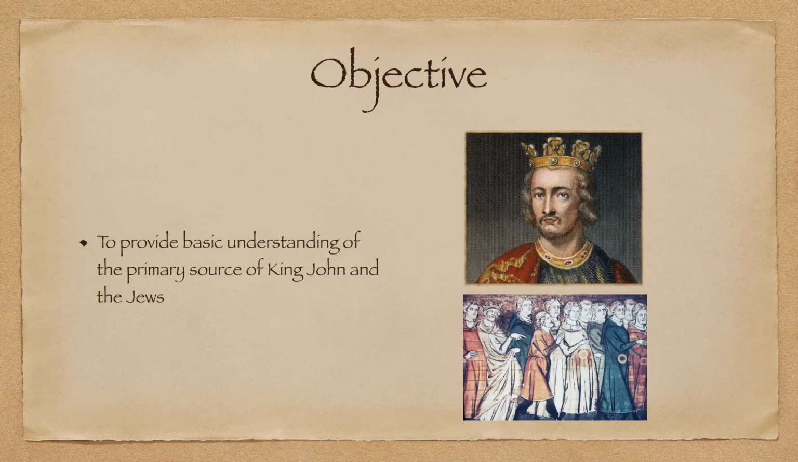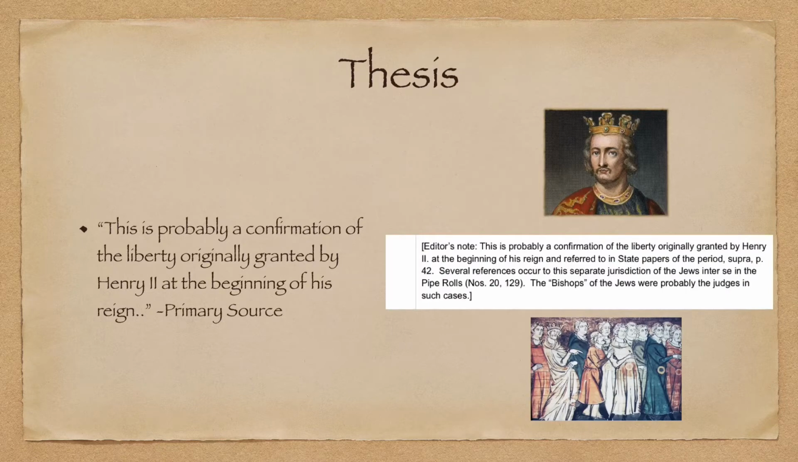So the objective here is to help everyone develop an understanding of what my primary source is. So hopefully we can do that throughout the presentation. The thesis of my primary source is found below, which was written by the author. This is probably a confirmation of the liberty originally granted by Henry II at the beginning of his reign. So again, I found this right from the text. It was written by the author again, and I pretty much agree with him, and I believe that this is the thesis of the text.